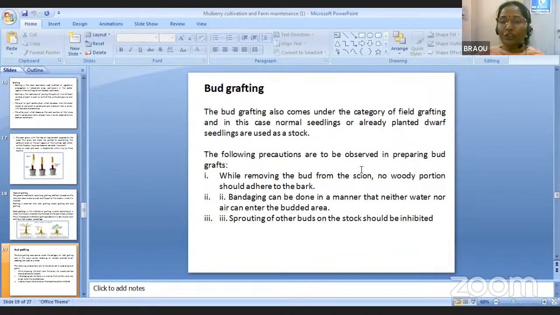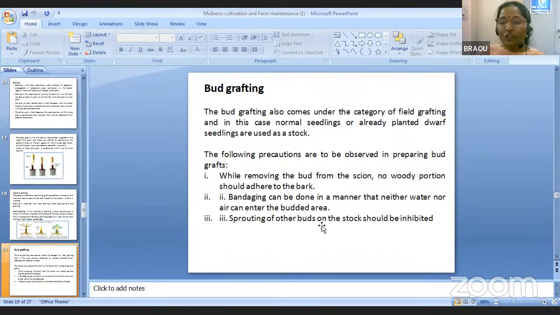The precautions you have to take for this growth are, while removing the bud from the preferred plant, no woody portion should adhere to the bark. So when you're cutting the bark with that bud, it should not be very hard, it should be a semi-hard kind of bark. And bandaging should be done in a manner that neither water nor air can enter the bandaged area, because it would rot that place, or sometimes even infection can occur.